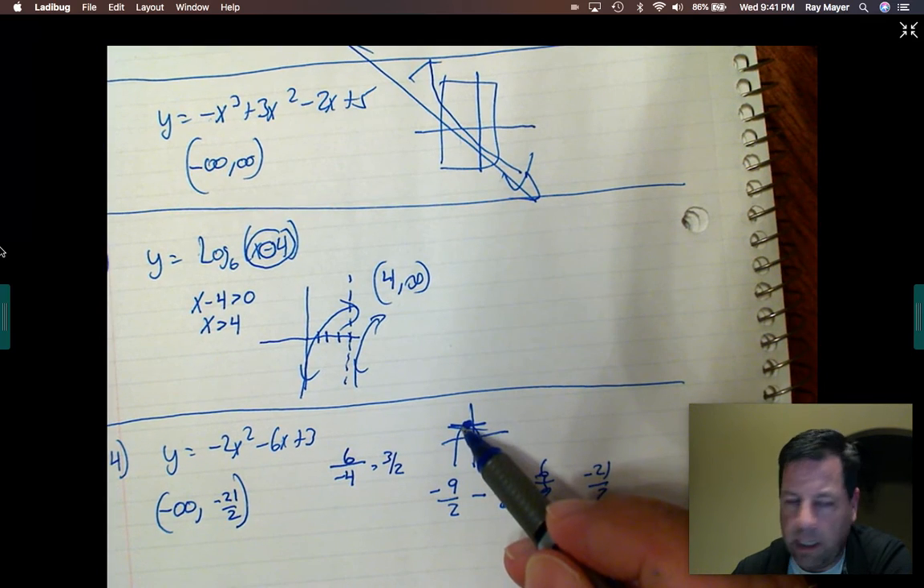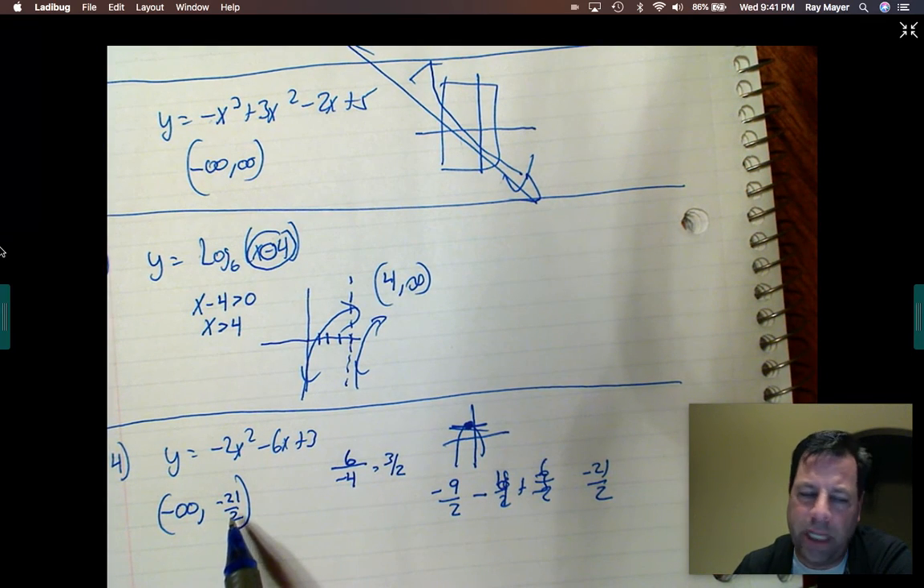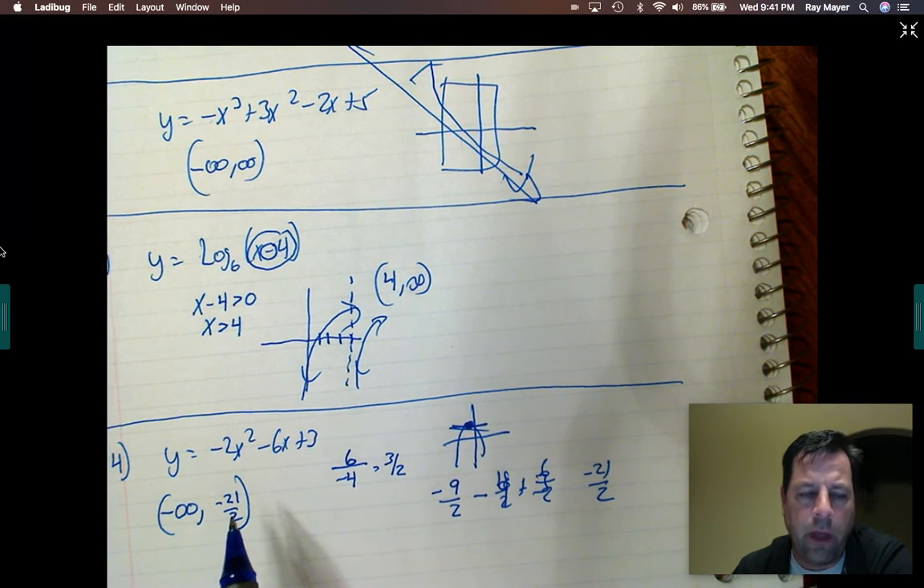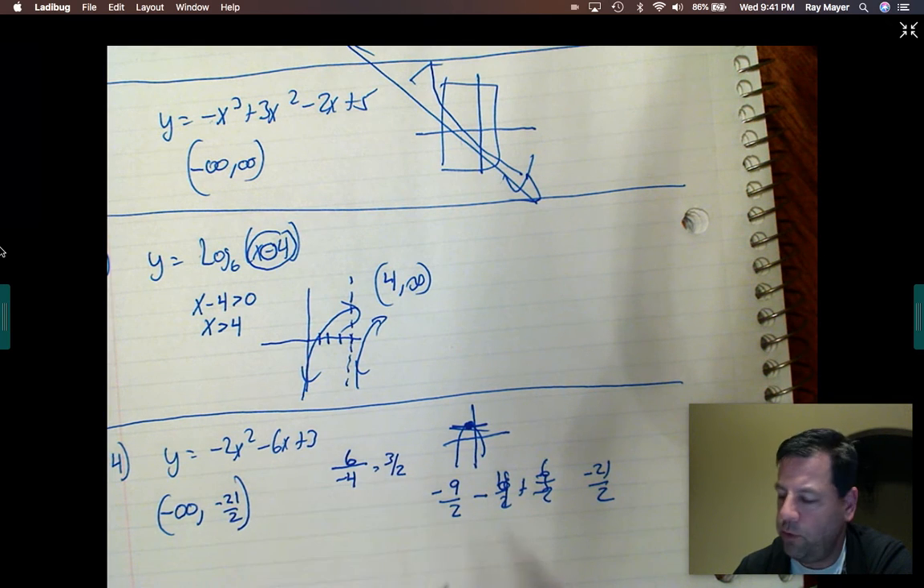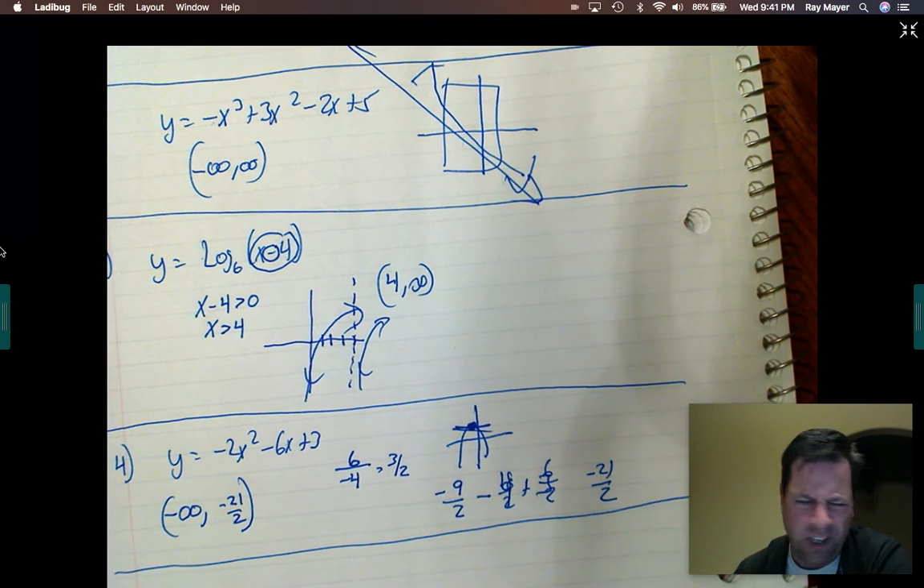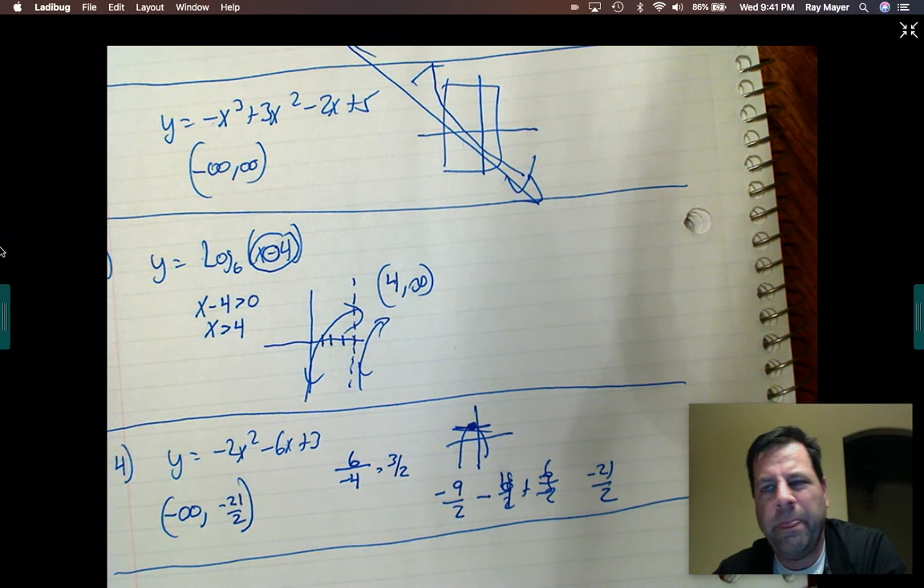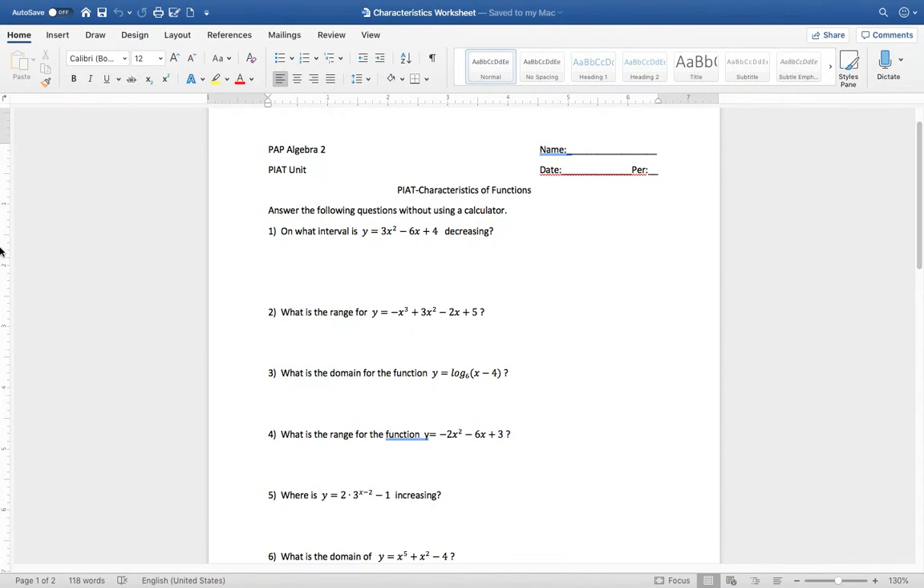Negative infinity to negative 21 halves. This is the only time we'll ever use a y value, is on the range. You'll never use the y value other than that. And truth be told, the range is not that important to us. A little bit, not much.